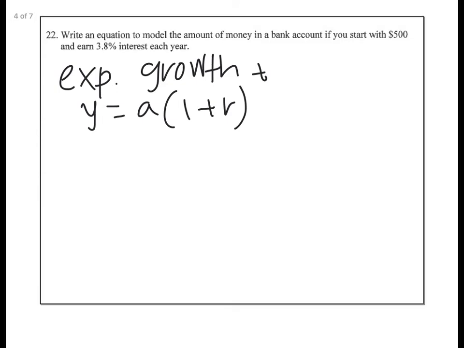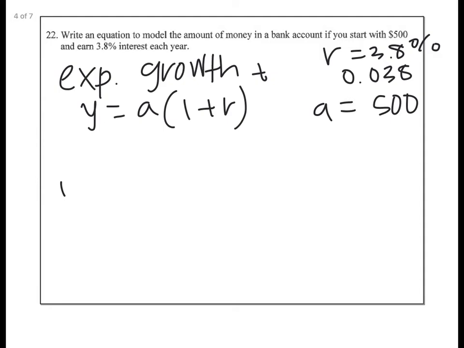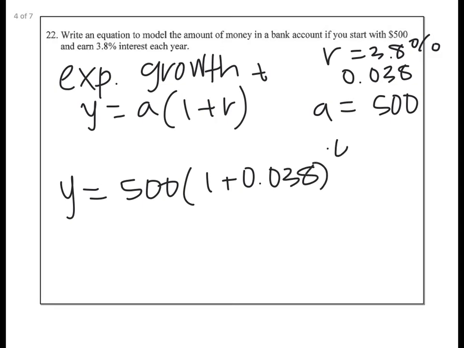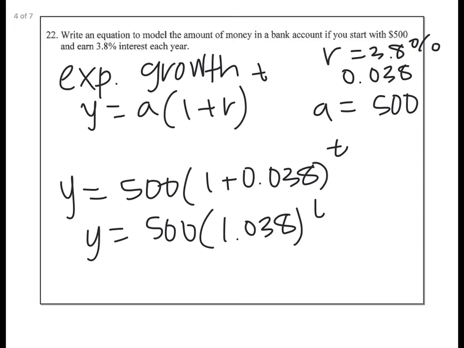R is the rate, so here that's 3.8%, but we want that as a decimal, so it'd be 0.038. And then it's just a general equation, so we don't have to put anything for time. A is the only other thing we need to know. That's our starting value, 500. So my equation would be y is equal to 500 times 1 plus 0.038 to the power of t. If you like to simplify in the parentheses, you can. So I get y is equal to 500 times 1.038 to the power of t.